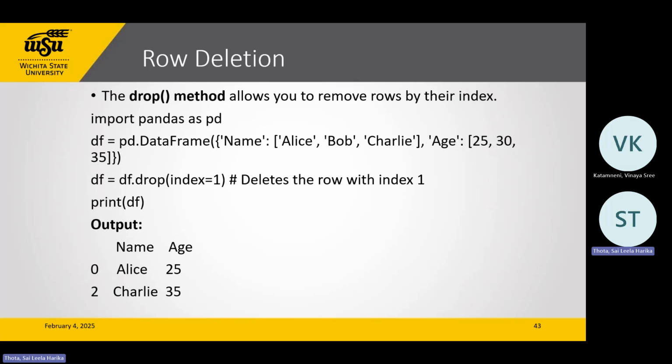So this is the code. I imported pandas and I considered the data frame. And here I use df.drop(index=1). If you mention index equal to 1, it will delete the row with index 1. So that is the reason you will get only 0, 2 in the output. The 1 is missing because you specifically mentioned index equal to 1. So you dropped that row.